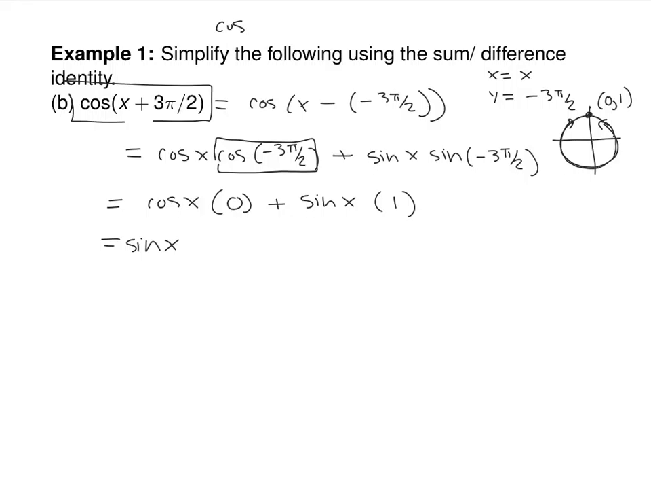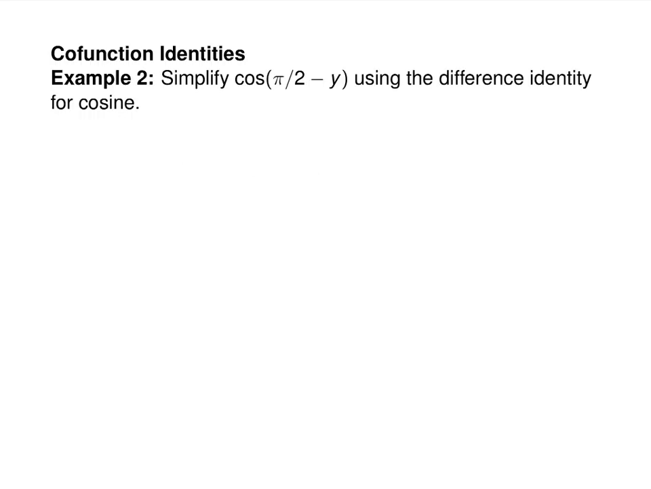So you can use these sum and difference identities to get what are called the cofunction identities. That's what example 2 is. It's called a cofunction identity. So we're going to find an identity for cosine of pi halves minus y. Okay, so cosine of pi over 2 minus y. So that will equal cosine pi over 2 times cosine of y plus sine of pi over 2 sine of y, right?